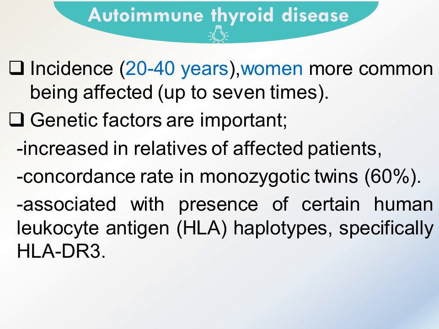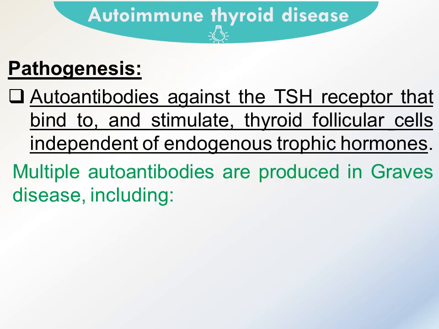60%. As with other autoimmune disorders, a genetic susceptibility to Graves' disease is associated with the presence of certain human leukocyte antigen haplotypes, specifically HLA-DR3. In regard to the pathogenesis of Graves' disease, many manifestations are caused by autoantibodies against the TSH receptor that bind to and stimulate thyroid follicular cells, independent of endogenous trophic hormones.